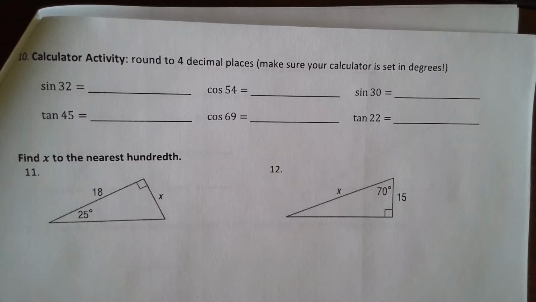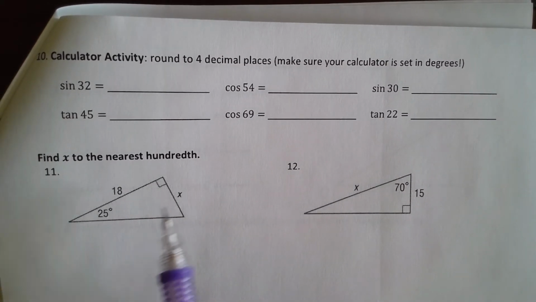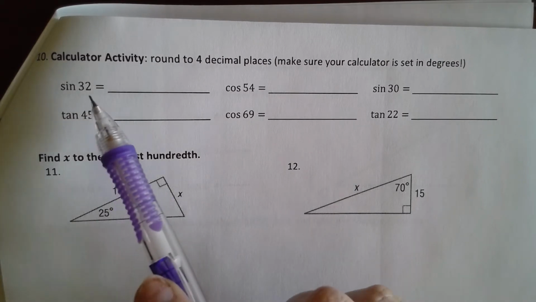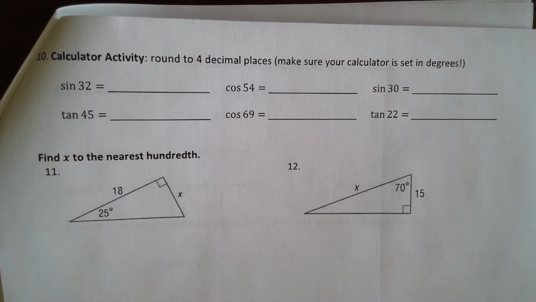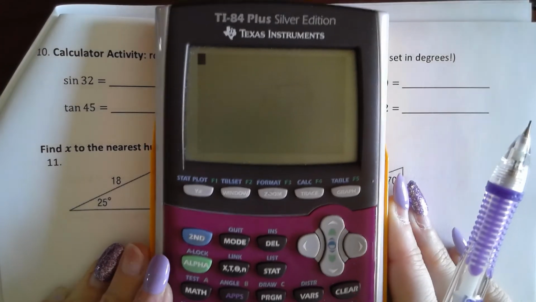All right, so now that we know what sine and cosine and tangent are, we're going to move into what we actually use them for, which is solving for missing sides in a triangle. But before we get there, we're going to practice plugging these into our calculator. So first and foremost, we have to make sure we're in the right mode in our calculator.